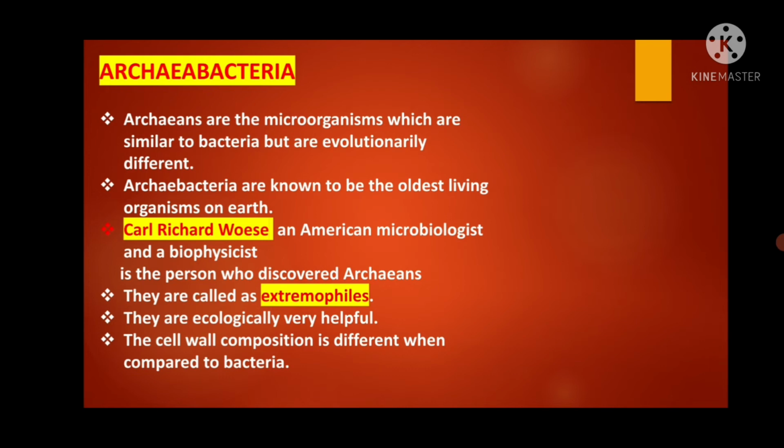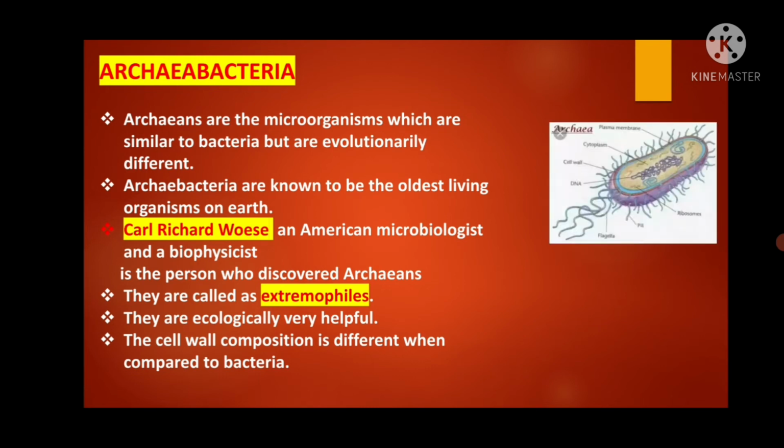And when we want to differentiate the archaebacteria from bacteria, they differ in terms of their cell wall composition. Coming to the structure of the archaebacteria, they are almost similar to the bacterial cell, if you compare with the previous diagram of bacteria which I have already shown to you. Structurally they are almost similar, with few differences in their cell wall composition and in terms of the ribosomal units.